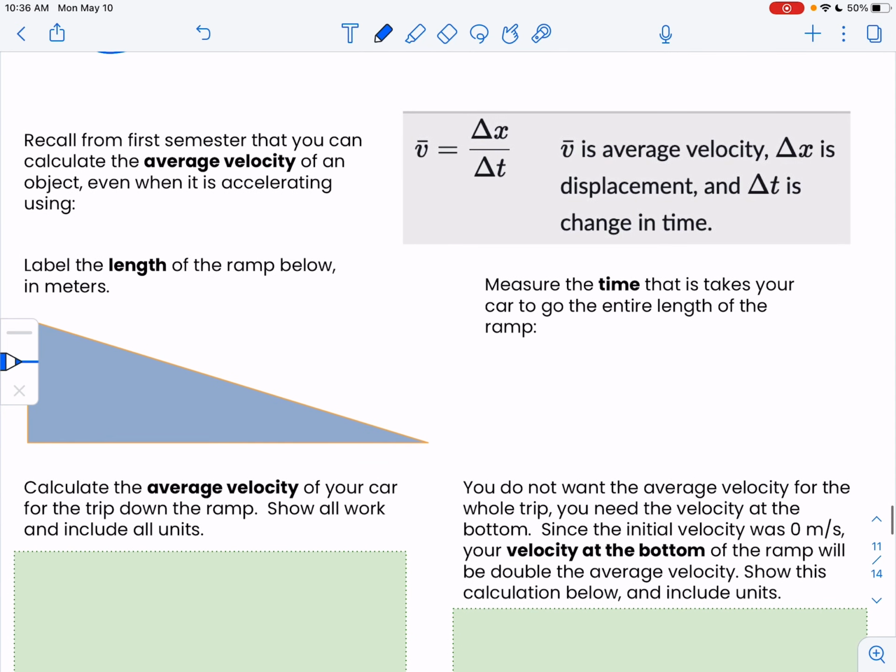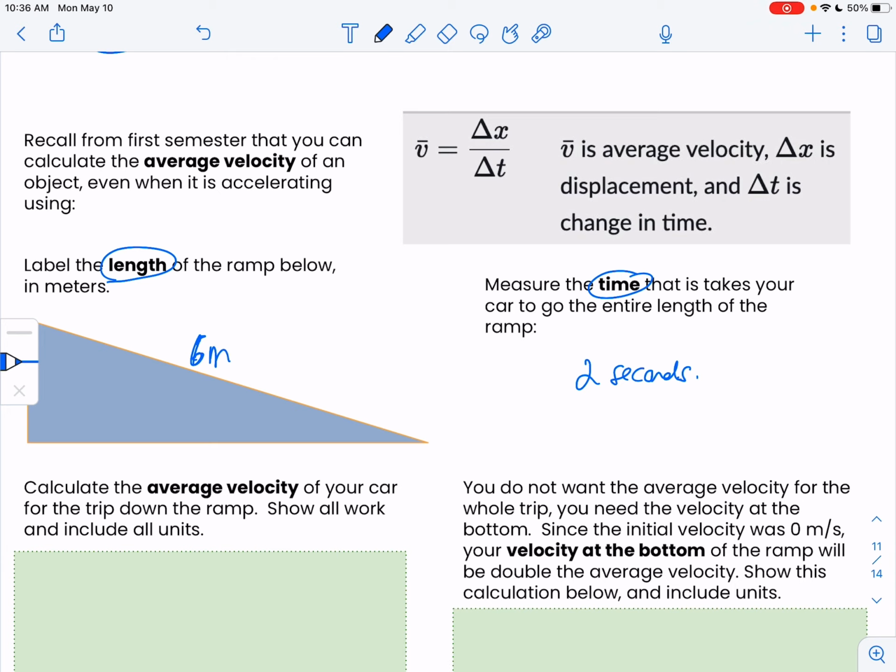Then you're going to find the average velocity. We labeled the length in class. I'm just going to say it was 6 meters. It was a little off from that, but this is just an example. Let's say the time it takes to get down your ramp was 2 seconds. Again, your numbers are going to be different than these, whatever yours were.